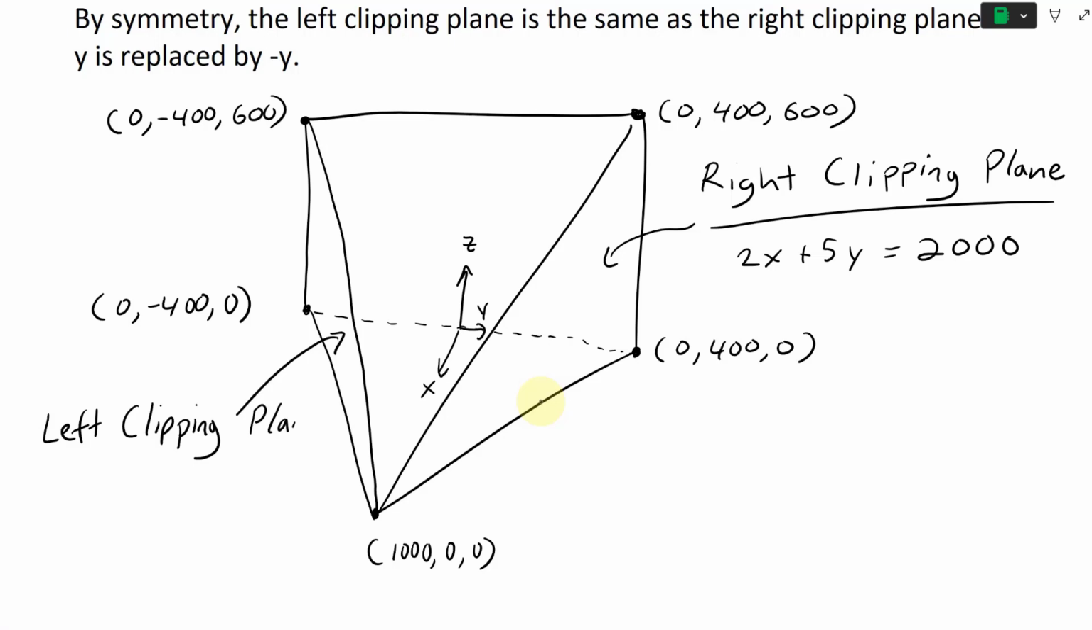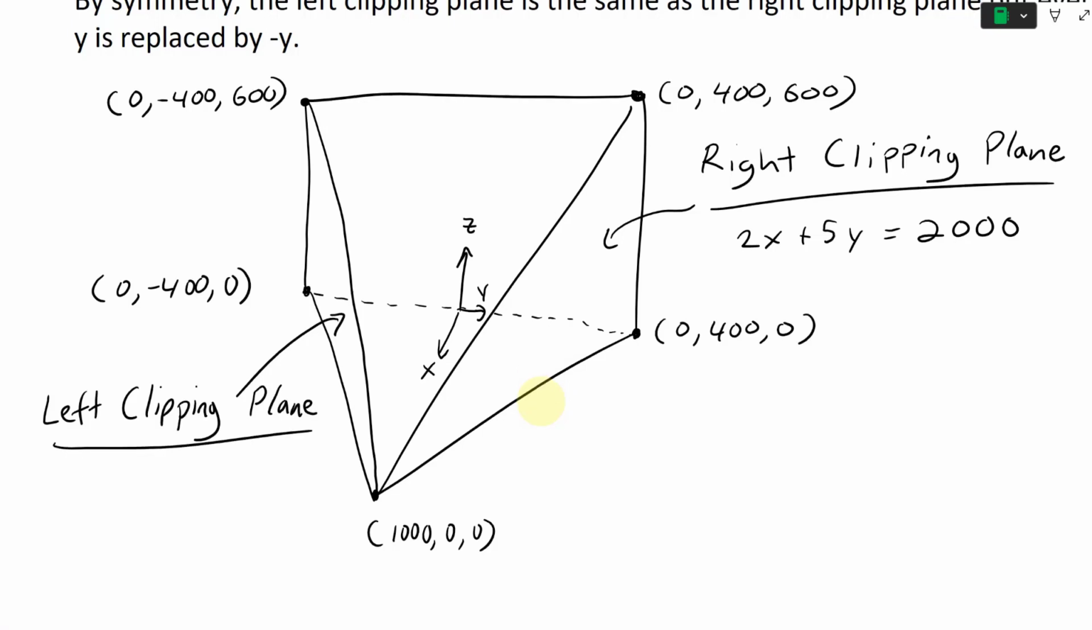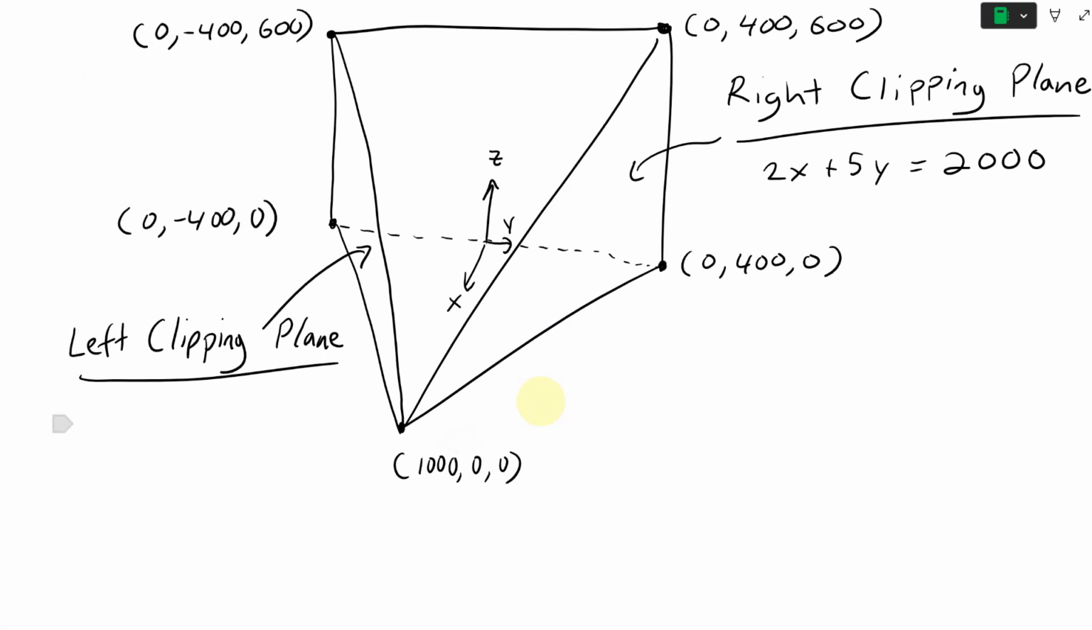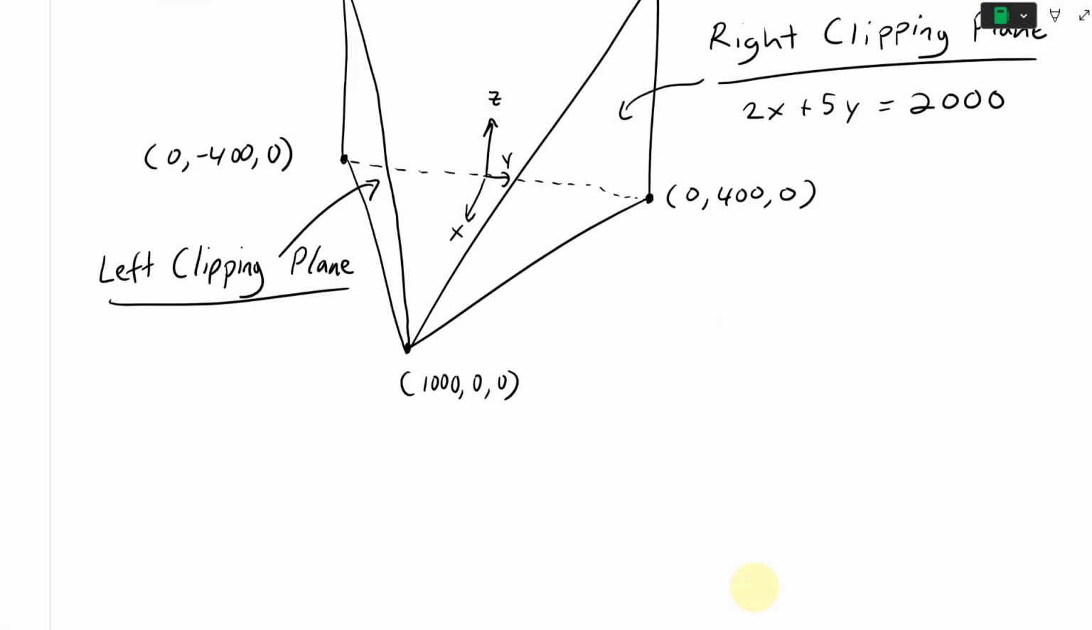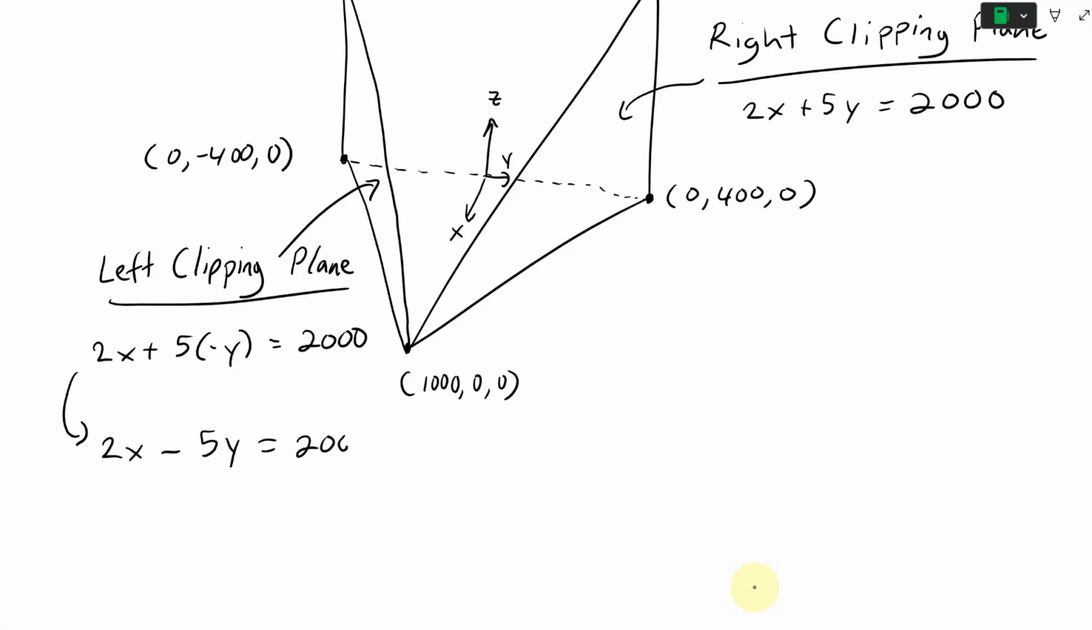Clipping plane. Underline it. So then we just replace the y with negative. It turns out to be exactly correct. Here I just made everything a bit smaller to fit in. So this is going to be 2x plus 5 negative y. We just put the exact same thing, negative y equals 2000. So in other words, our left clipping plane is going to be 2x plus negative 5y equals 2000. For every y coordinate, we flip it over to the other side. So we saved a bunch of time by symmetry instead of having to do cross products and so on.